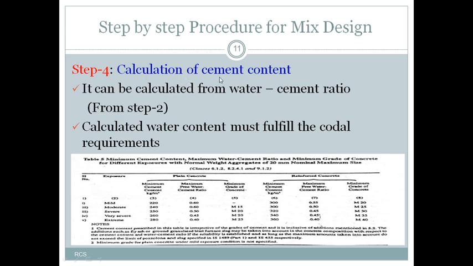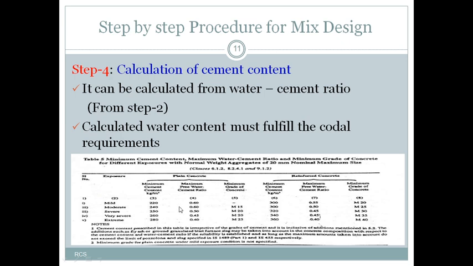Next, the calculation of cement content. It can be calculated from the water cement ratio as we discussed in step number 2. That is, the W by C ratio depends upon the grade of concrete and the exposure condition. So from step number 2 we can calculate the cement content. And the calculated water content or cement content must fulfill the codal requirements.